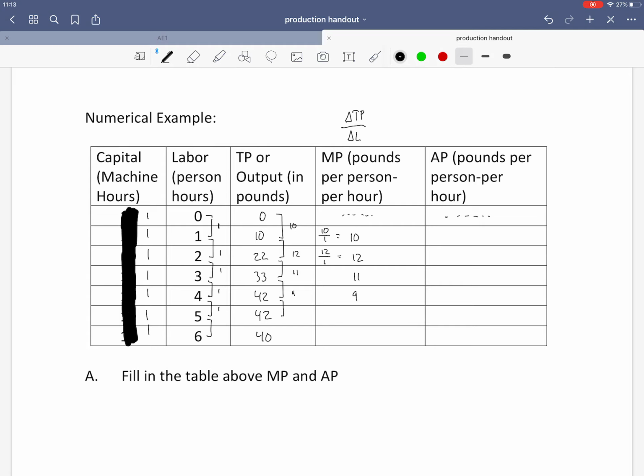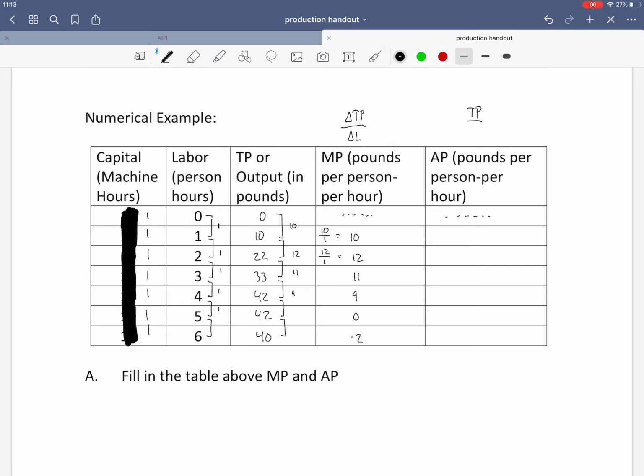As we go from 42 to 42, we see that that does not change. And then as we go from 42 to 40, that's going to be a change of -2. And your marginal product can be negative, and we'll explain what that means in a moment. So we have our marginal product column, so let's also go and find our average product.